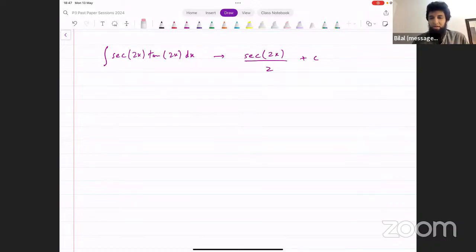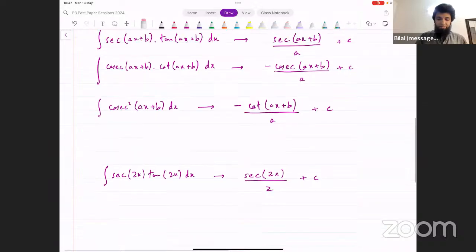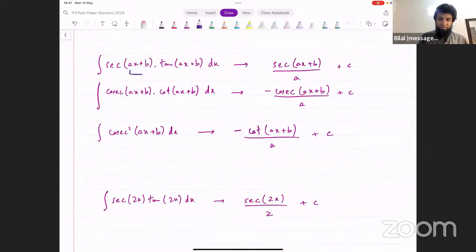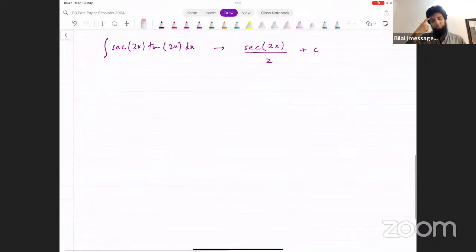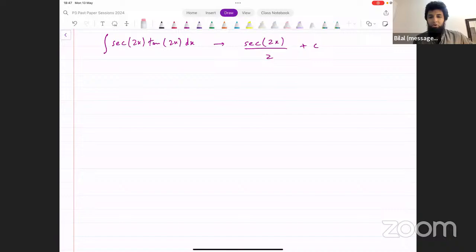So these expressions inside have to be the same. This thing and this thing, they have to be the same. For using these rules, those expressions have to be the same. No problems. So these are rules that you need to know about.